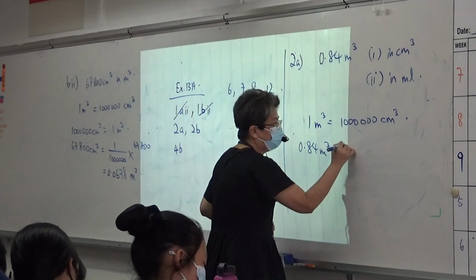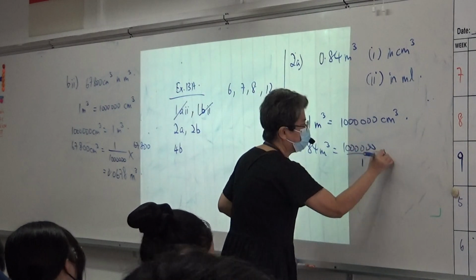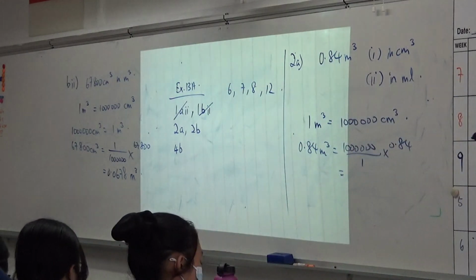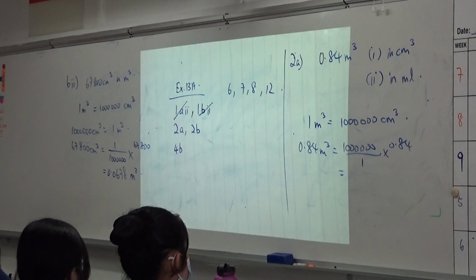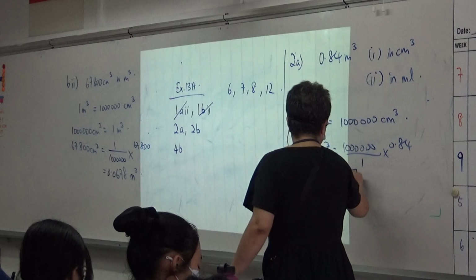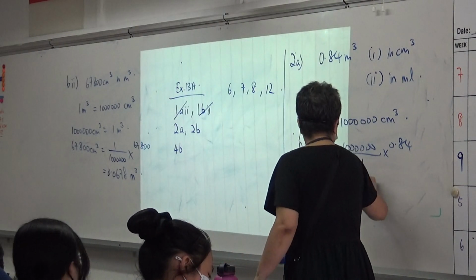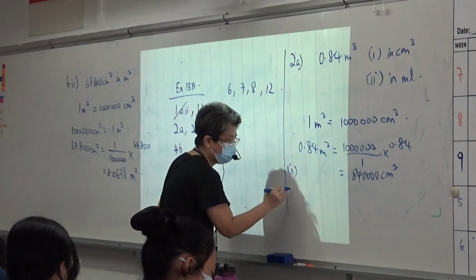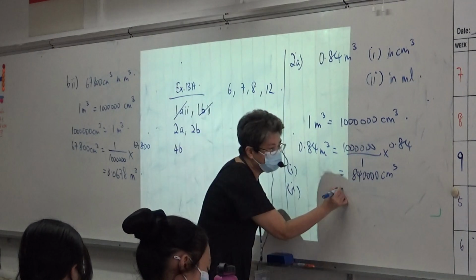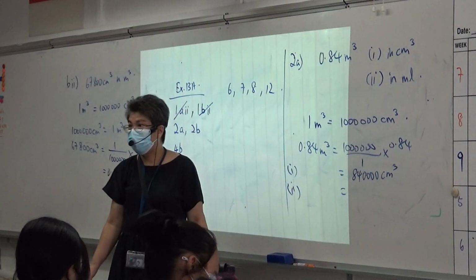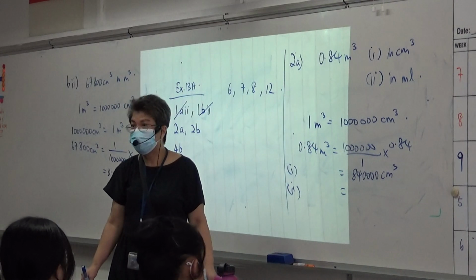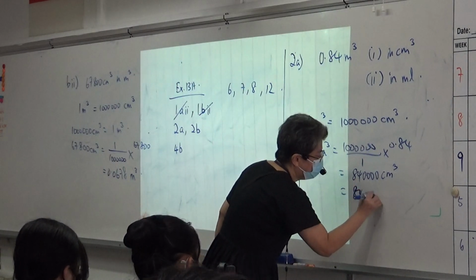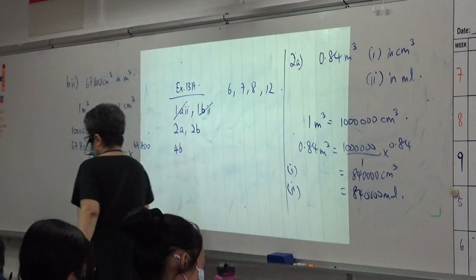0.84 meter cube. How many cm cube? Four with how many zeros? 4 zeros. Right? So this will be your part 1, right? Your part 2. How much is this in ml? Same, right? Correct. Sorry, cm cube and ml is the same. Okay?